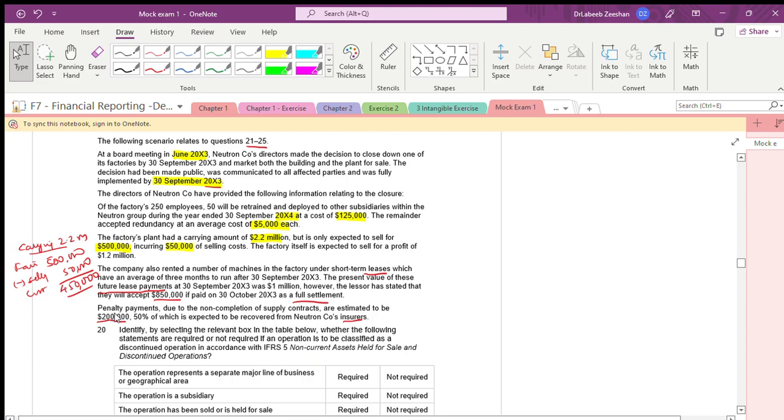Now, identify by selecting the relevant box in the table below whether the following statements are required or not required if the operation is to be classified as a discontinued operation under IFRS: non-current assets held for sale and discontinued operations. Is it right? Non-current assets held for sale or discontinued.